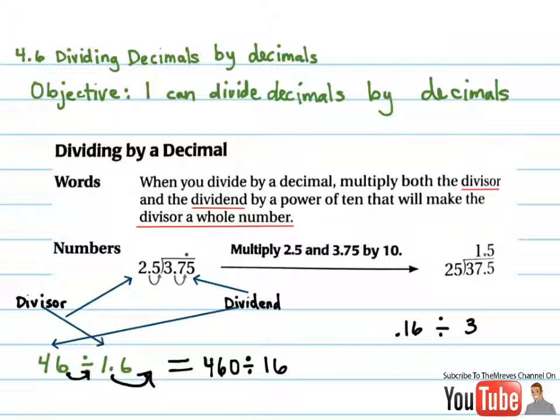Well, let's check out this one. Our divisor is 3, and we want to make our divisor a whole number. Wait a second. It is already a whole number, so we don't need to worry about it. We're all good and ready to go. So let's go ahead and move on to our assignment.